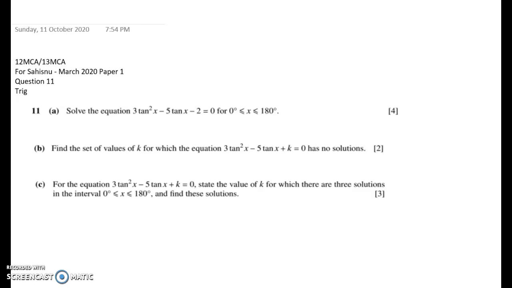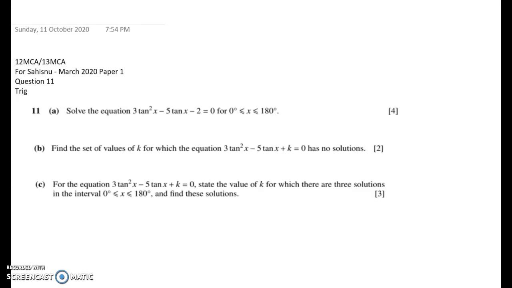So these are for Sahisnu, who emailed me yesterday morning with a couple of questions from the March 2020 paper where my word solutions didn't make that much sense. So I'm going to do the whole of this trig question, even though it's only the last bit that is a little bit confusing, because chances are someone else out there might benefit from it.